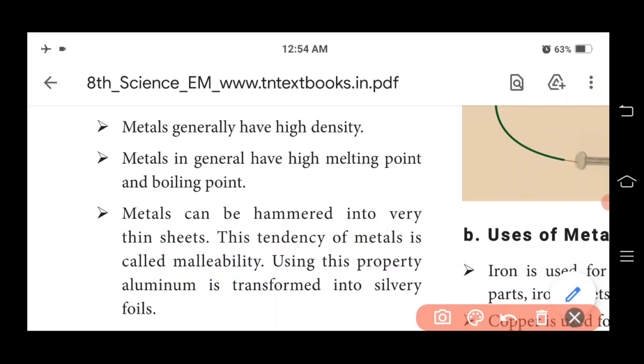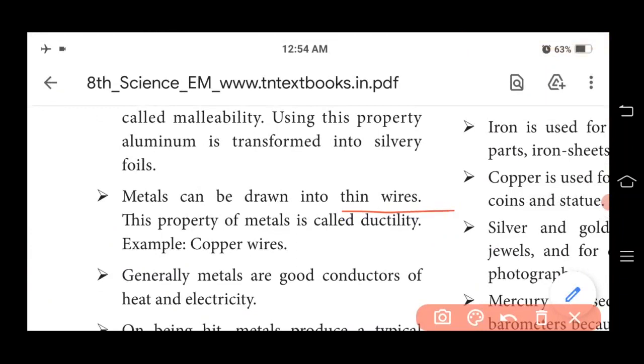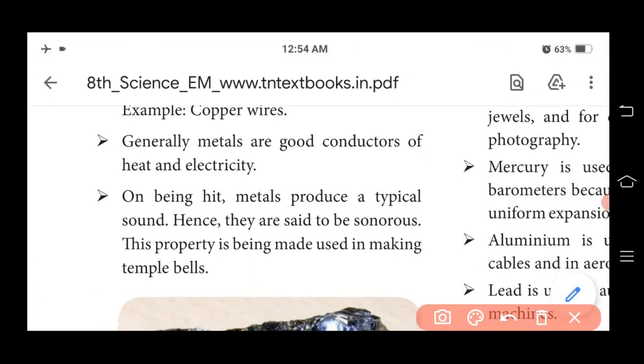And then metals can be drawn into thin wires. This property of metals is called ductility. Generally, metals are good conductors of heat and electricity. On being hit, metals produce a typical sound. Hence, they are said to be sonorous. This property is used for making temple bells.